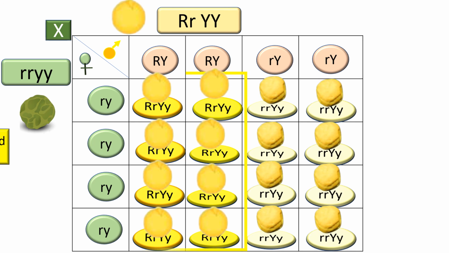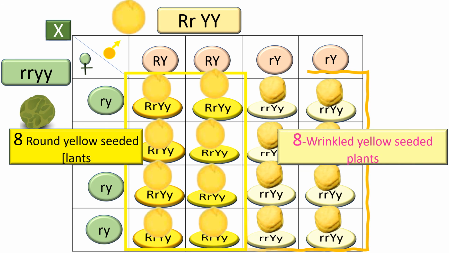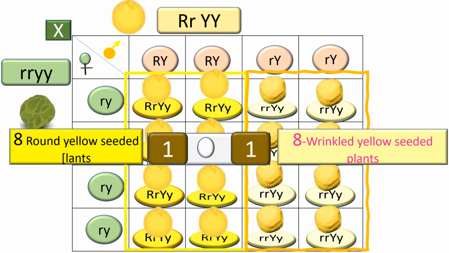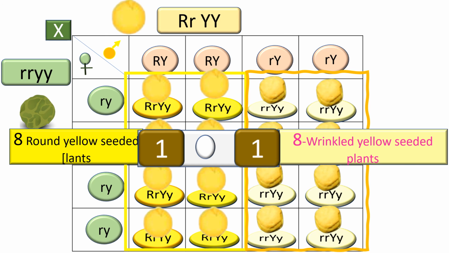4. Eight round yellow-seeded plants, 8 wrinkled yellow-seeded plants. The ratio of round yellow-seeded plants to wrinkled yellow-seeded plants is 1:1. Since the recessive character, wrinkled seeds, has been produced, the gene for shape of the seed should be heterozygous. Since all the plants produce yellow seeds, the gene for the color of the seeds of the tested plant should be homozygous dominant.